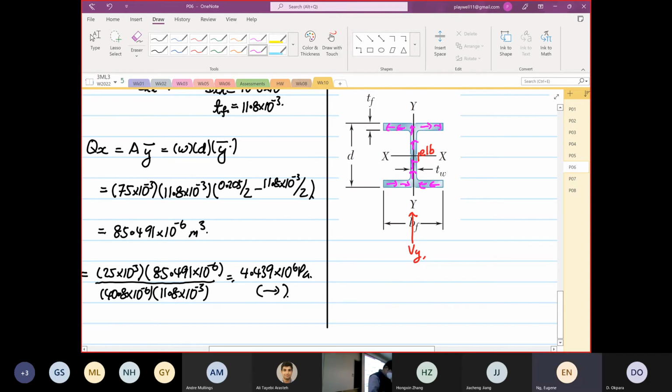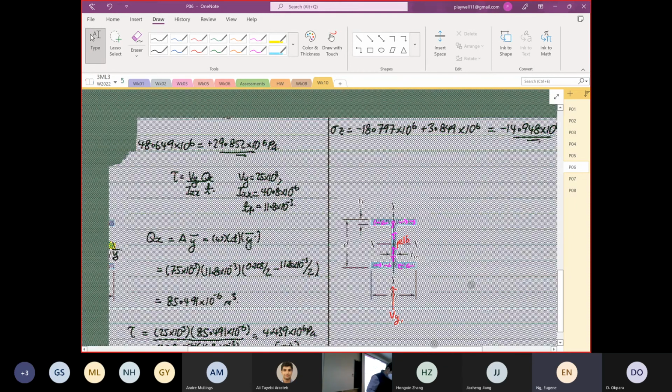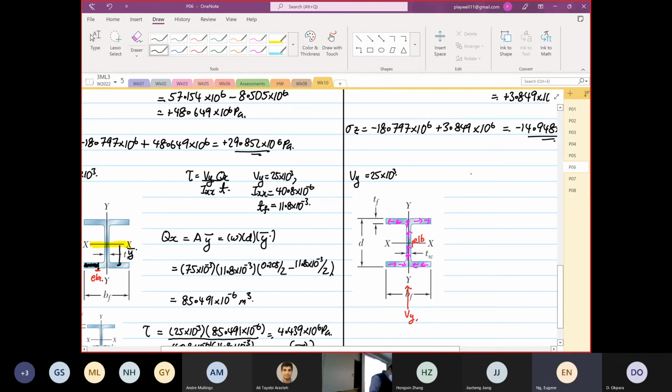Right? So we have to take our area. Okay, so let's look at what we have. This is also looking for Vy. This is also 25 times 10 to the power 3. Now we are looking at element B. The shear stress again is equal to Vy Qx over Ixx.